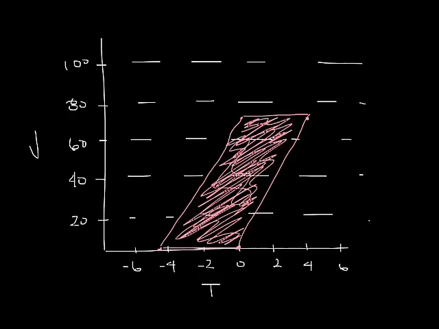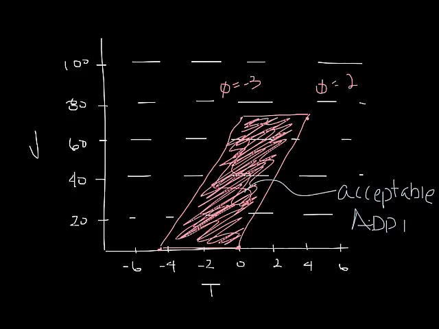So any point inside this parallelogram is an acceptable point for ADPI. The far right side is the +2, the left side is -3. One thing you can notice is down at the bottom, you could have 0 velocity as long as your temperature is between set point or about 4 degrees colder than set point, and this will still be acceptable. And on the top end of the scale, you can have a velocity of 70 as long as your temperature is at set point or up to about 4 degrees above set point.